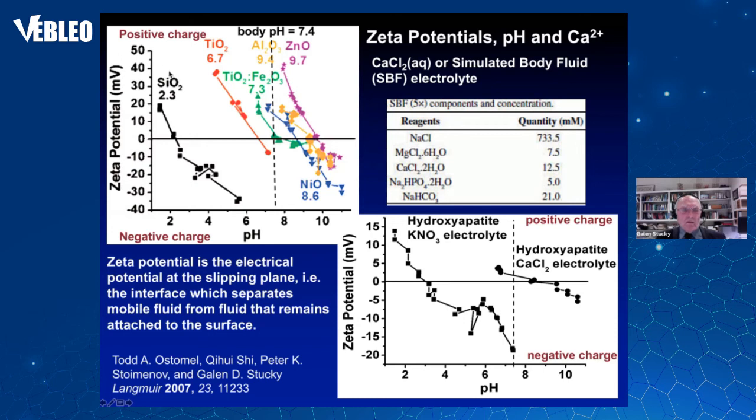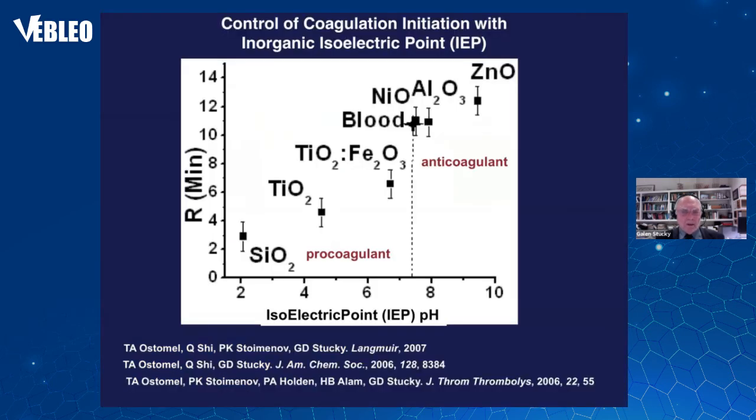But the bottom line here is, for example, if you look at silica, it tells you that silica below body pH is always going to have a very high negative zeta potential. Whereas zinc oxide is going to be positively charged, so you can vary in a big way the charges on the inorganics and the zeta potential. We mapped these out, and then we checked how this affects the clotting.